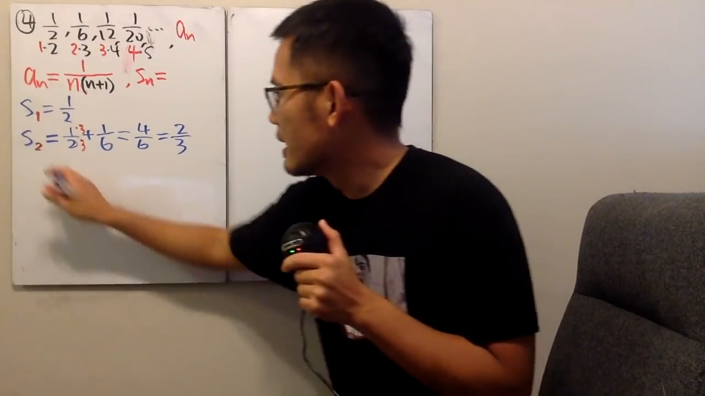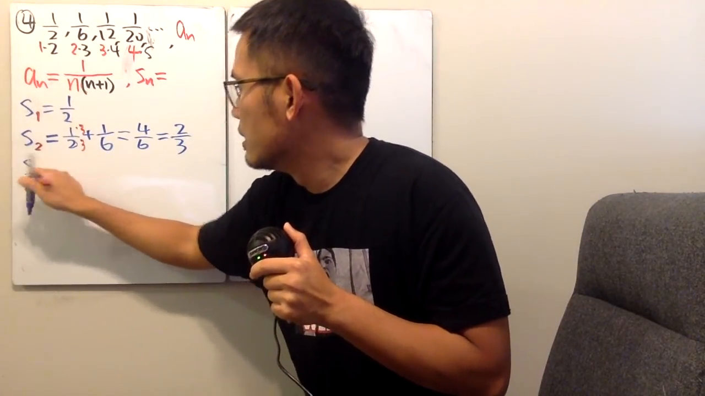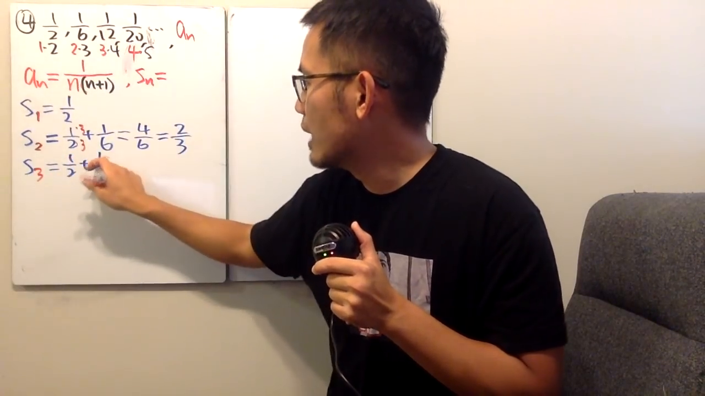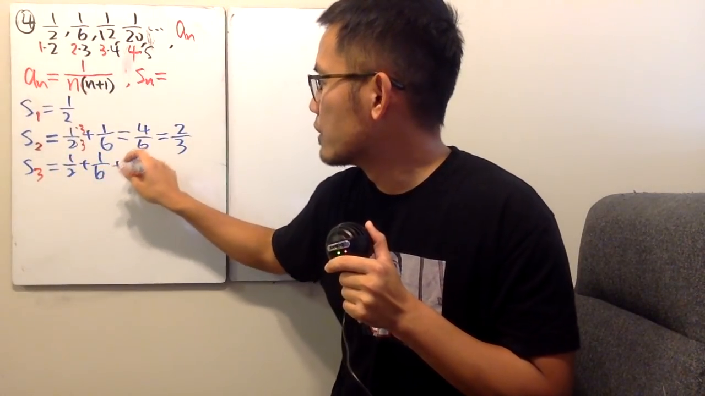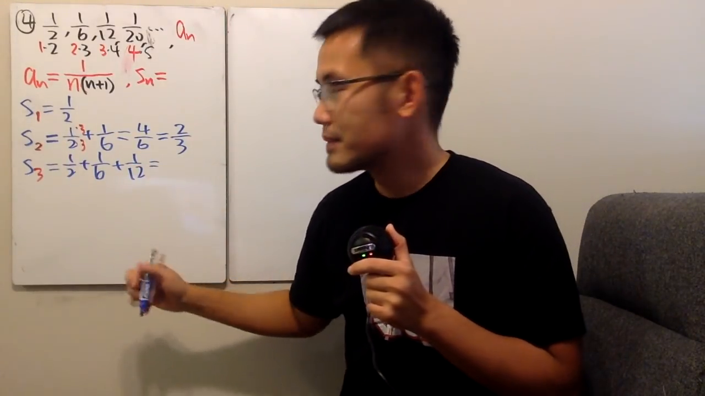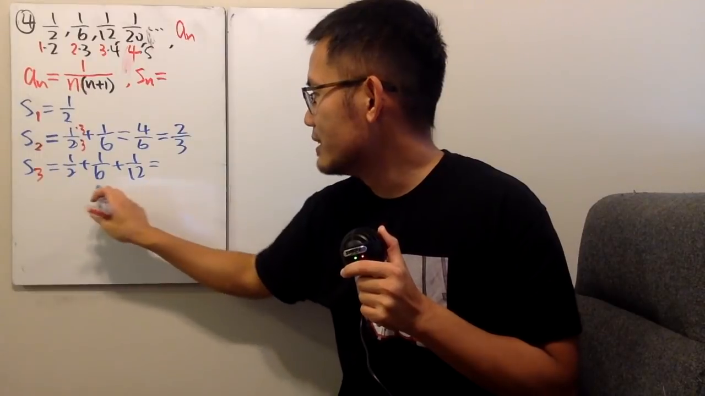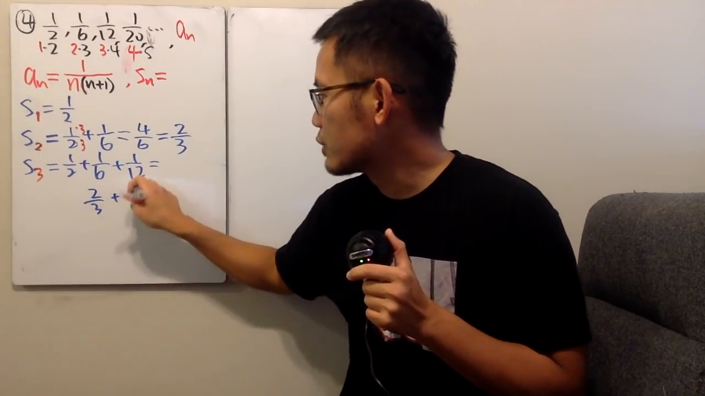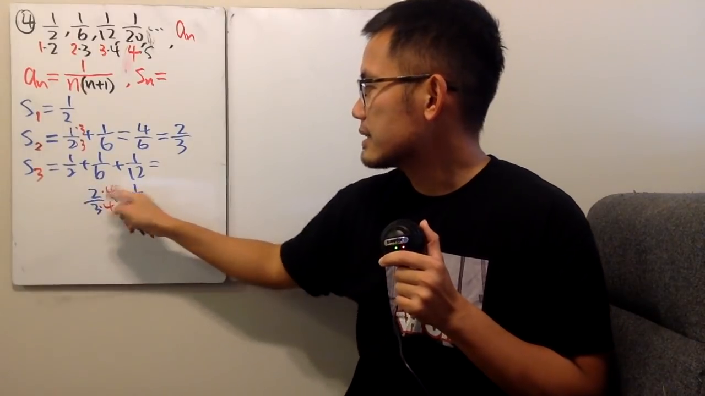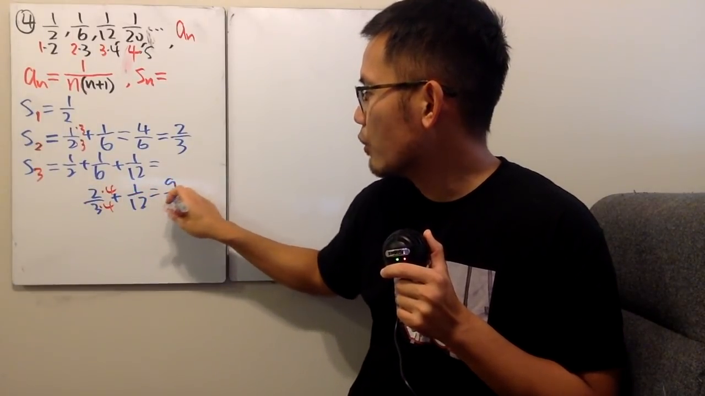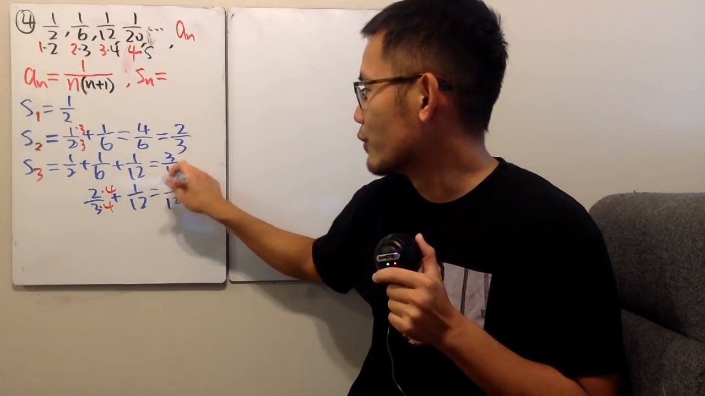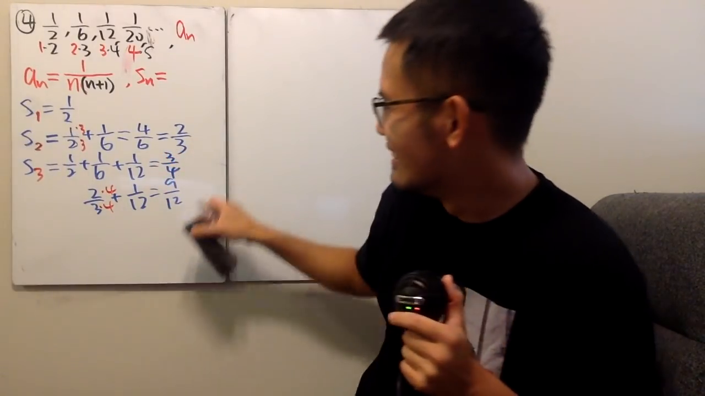Pretty good, huh? Then S3 is just 1/2 plus 1/6, and then we have 1/12. And yeah, that's what we have. The fast one is this right here is already 2/3, and we just add the 1/12, right? Multiply by 4, multiply by 4. That's 9 on top over 12. It's reducible by 3, so let's reduce the fraction, 3/4. All right.